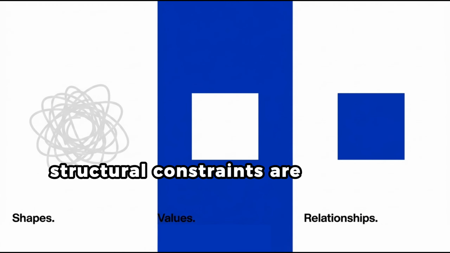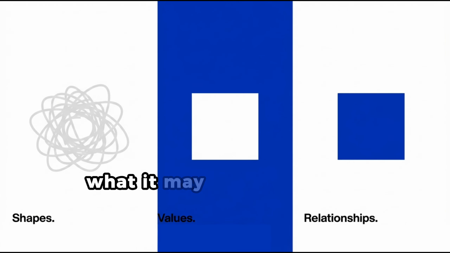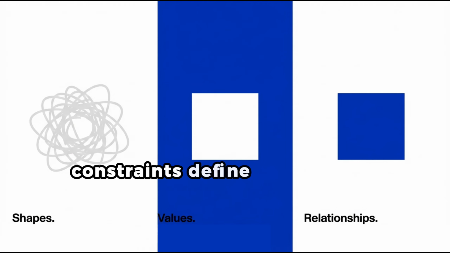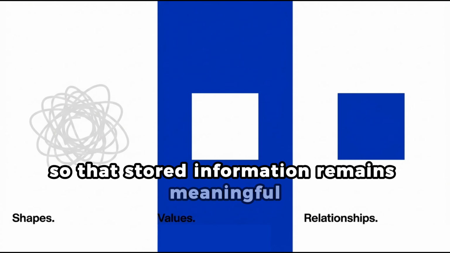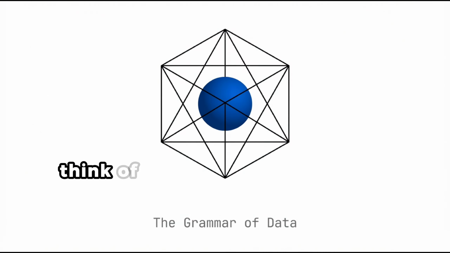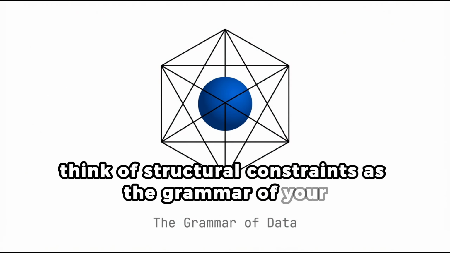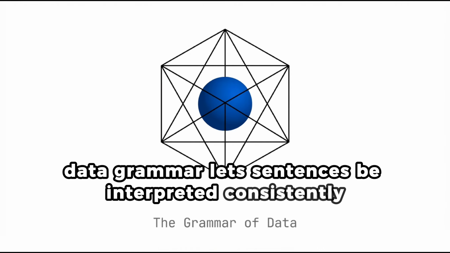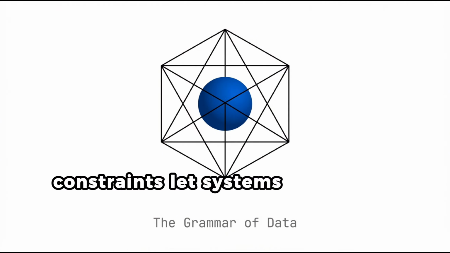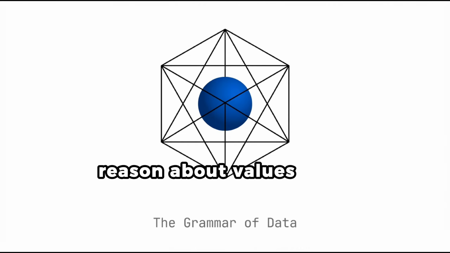Structural constraints are the rules that tell data what it may and may not be. At their simplest, constraints define the allowed shapes, values, and relationships in a dataset so that stored information remains meaningful and reliable. Think of structural constraints as the grammar of your data. Grammar lets sentences be interpreted consistently. Constraints let systems and people reason about values with confidence.